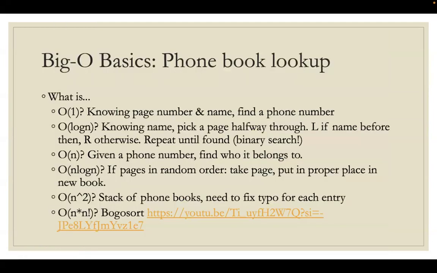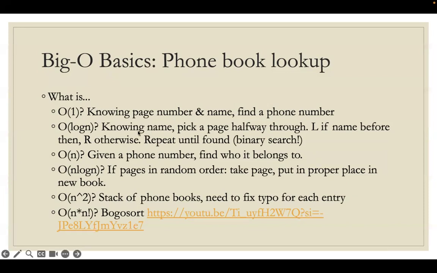Okay, so I've got some examples for you. Let's say we're looking at a phone book. Constant time is analogous to knowing where we need to look. If we know the page number and the name of the person, we can just flip to that page number and find the person. That's constant time. You're not looking through any of the names at all.